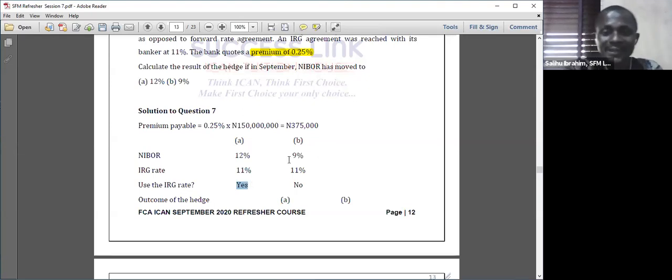Okay, but for B, this is the NIBOR and this is the agreed rate. Will I honor the agreement? No, because it is better for me to borrow at NIBOR rather than the agreed rate in the interest rate guarantee agreement. Are we together? So that is why you have no, okay? No, don't honor that agreement. Simply walk away. All right.